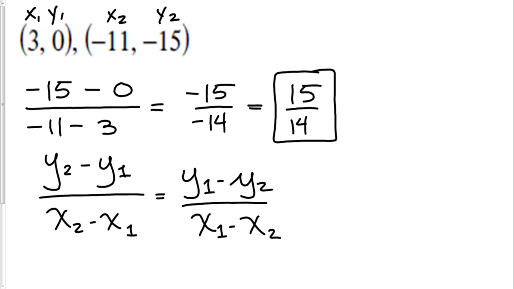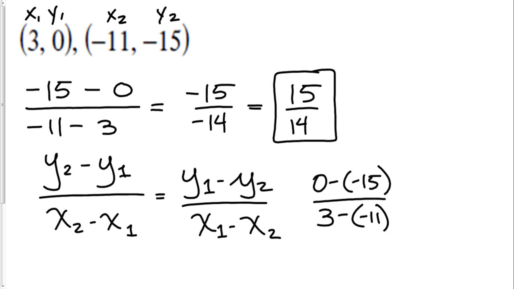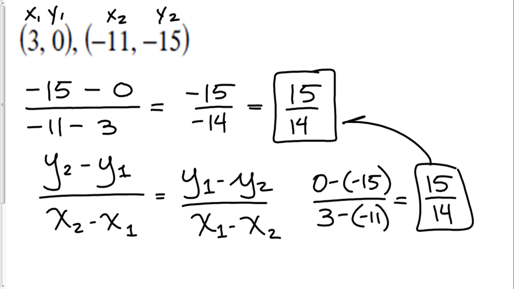So let's flip this around and do it the other way. If we do 0 minus negative 15, that's y1 minus y2. Then on the bottom we have to do x1 minus x2. 0 minus a negative 15 turns into plus a positive, so we get positive 15. 3 minus a negative 11 once again becomes plus a positive 11, so we get positive 14. And notice that our answer is exactly the same.